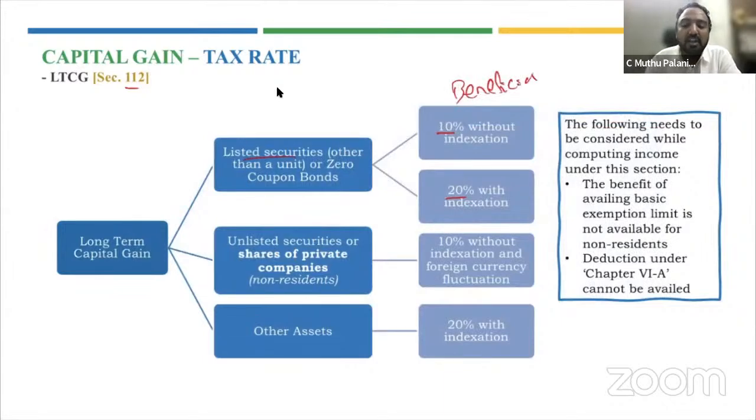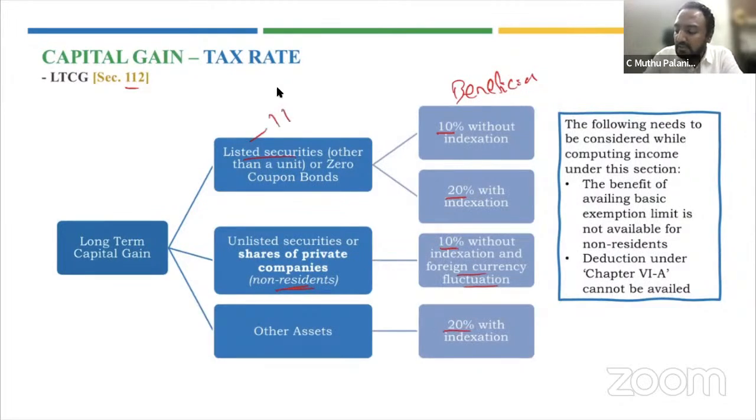Whichever is beneficial can be taken. 10% without indexation or 20% with indexation. And what about unlisted shares of private companies for non-residents? It is 10% without indexation and foreign currency fluctuation. For any other assets, it's 20% with indexation.